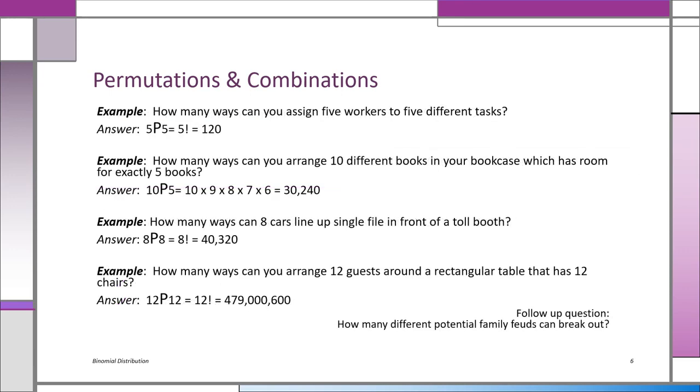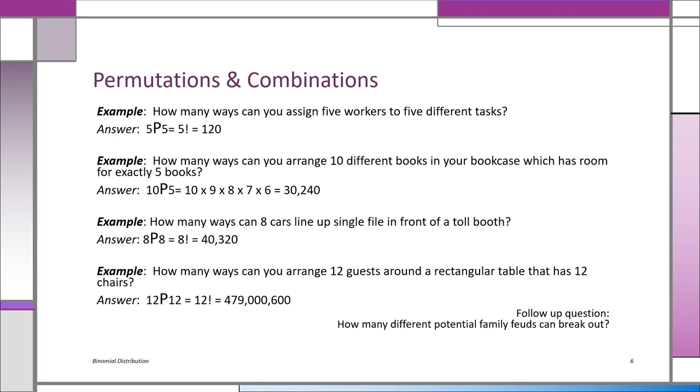Let's look at some problems. How many ways can you assign 5 workers to 5 different tasks? Well, that's 5P5, which is 5 factorial. 5 times 4 times 3 times 2 times 1, which is 120. Again, you have a factorial key, so you can just get it directly. 120.